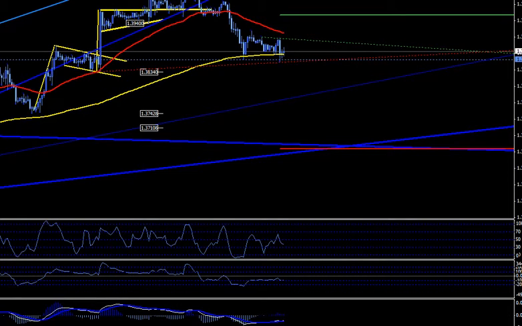So I'm thinking long side until or unless 38.54 gives. And I would be looking basically for a close below that level, not just a spike below it, because that would give more indication that the 38.40 may not hold. So that's what I'm looking at.